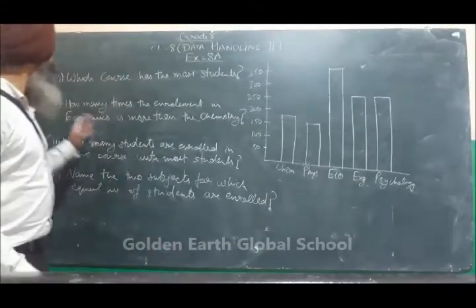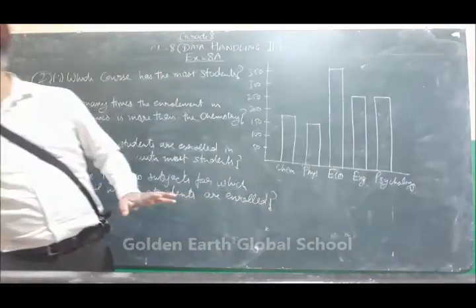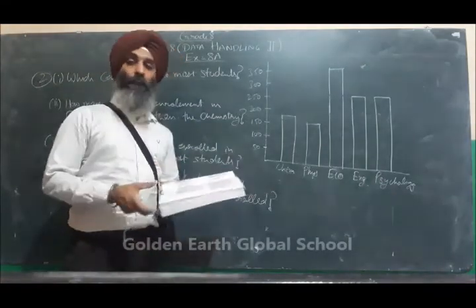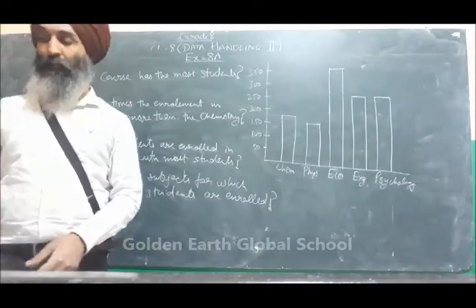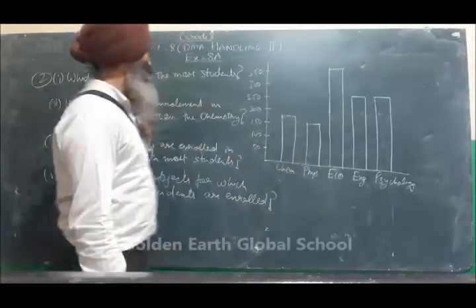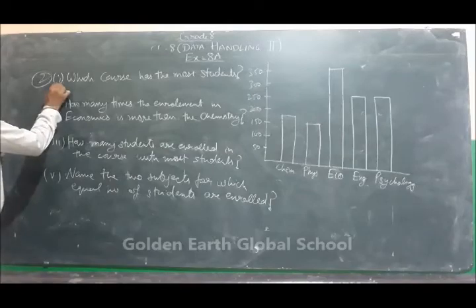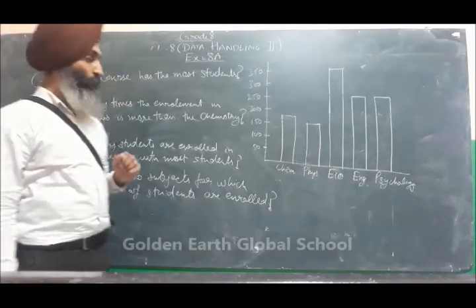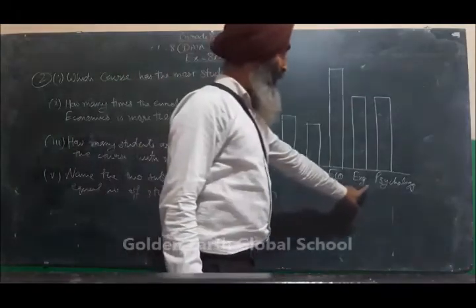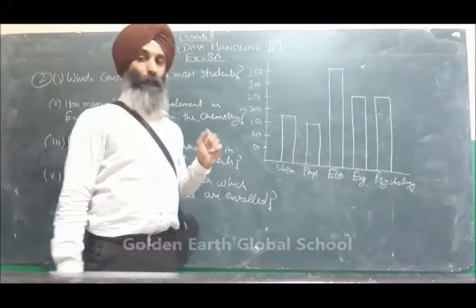So let's move to the second question. It is actually bar graph reading. So from the second onwards, the second, third, fourth and fifth questions, all these questions are bar graph reading. How to read the graph. So on the basis of the graph, you have to answer some questions. So the first part of the second question is: which course has the most students? These are the courses given: chemistry, physics, economics, English, psychology, and these are the number of students as mentioned in the bar graph.